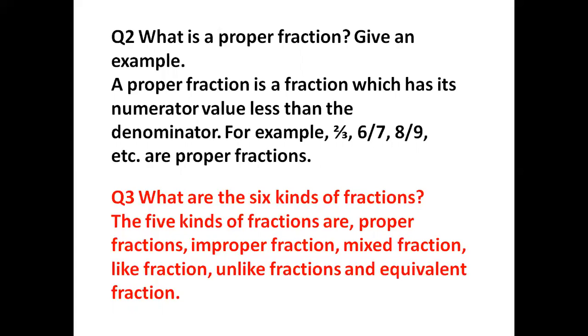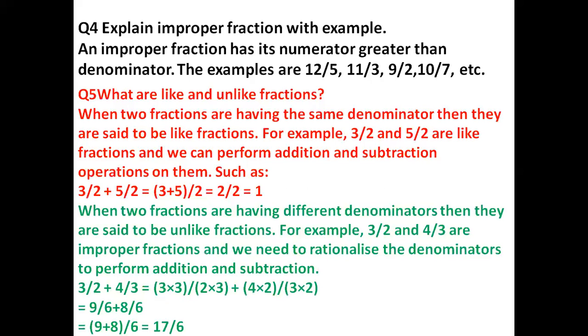What are the 6 kinds of fractions? The 6 kinds of fractions are proper fractions, improper fractions, mixed fractions, like fractions, unlike fractions, and equivalent fractions. Explain improper fraction with example. An improper fraction has its numerator greater than the denominator. The examples are 12 by 5, 11 by 3, 9 by 2, 10 by 7, etc.